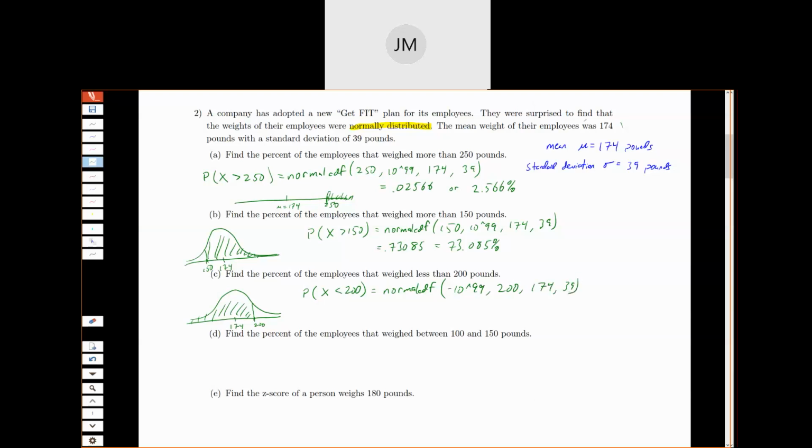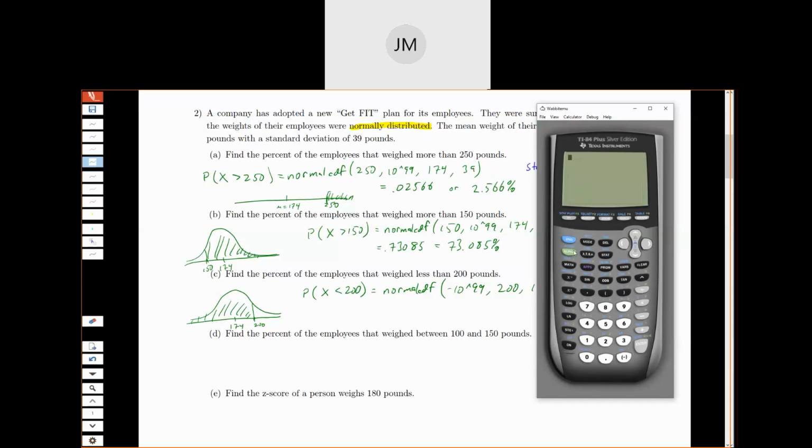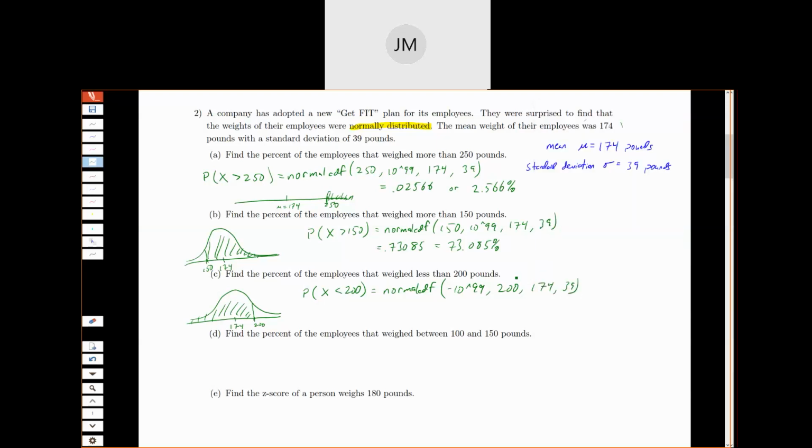Okay, so I'm going to type that into my calculator. Second, distributions, to bring up that normal CDF, that's number 2. And I'm going to do negative 10 to the 99 as my lower value. 200 is the upper. Mean and standard deviation already entered. So I get 0.7475.